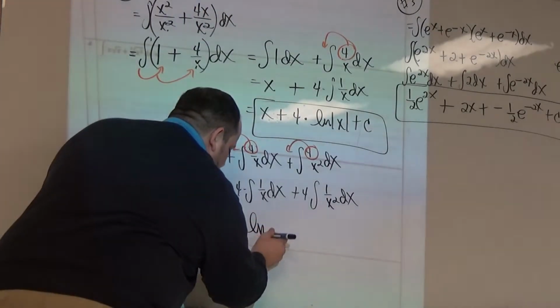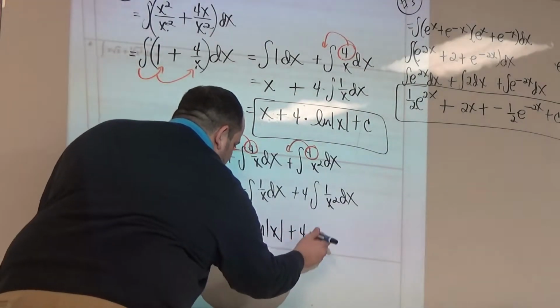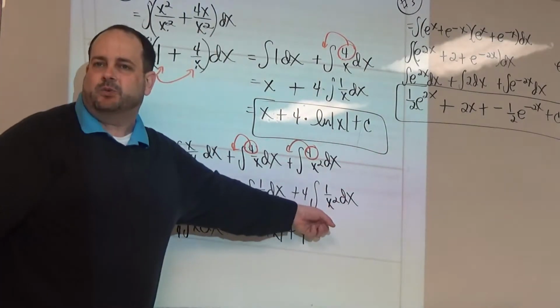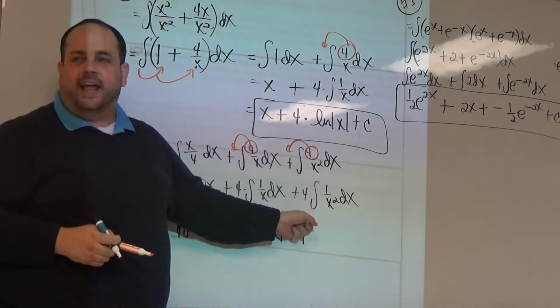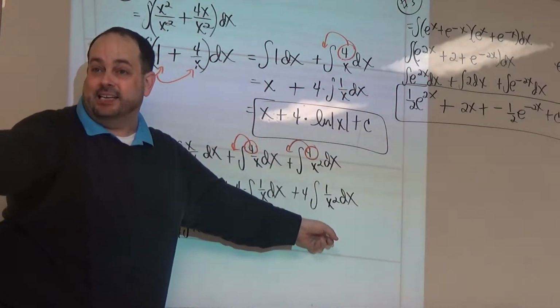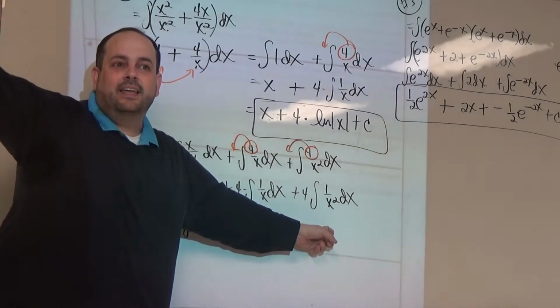Actually, the natural log of the absolute value of x plus 4 times the antiderivative of 1 over x squared. Be careful, think about it before you say it. You're going to embarrass yourself on film forever. The antiderivative of 1 over x squared is? Negative 1 over x plus c.